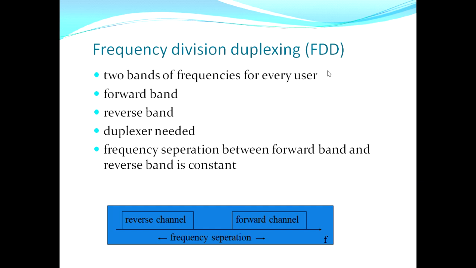This is frequency division duplexing. If it is frequency, we need two frequency bands, one for the forward channel and one for the reverse channel. The forward channel band is called the forward band, and the reverse channel band is called the reverse band. A duplexer is needed. The frequency spectrum between the bands used for forward and reverse is constant. This is the frequency band for the reverse channel, and this is for the forward band.